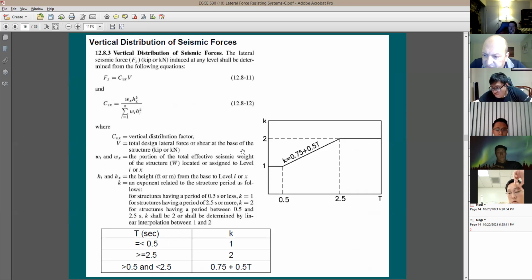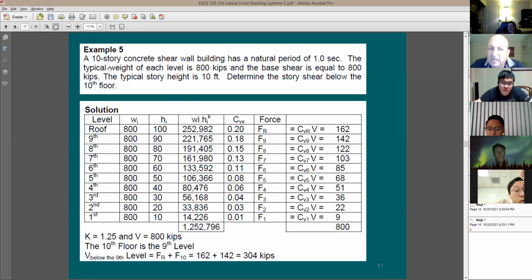Have you guys done this before in any class? This vertical distribution? Okay. So I gave here an example. It shows here a 10-story building. And you give here the natural period. With the natural period, you can figure out the K factor.